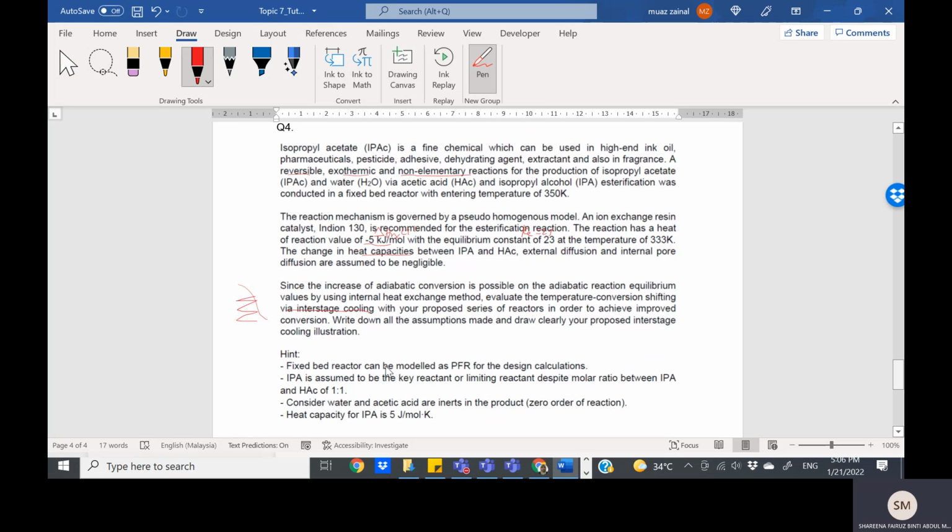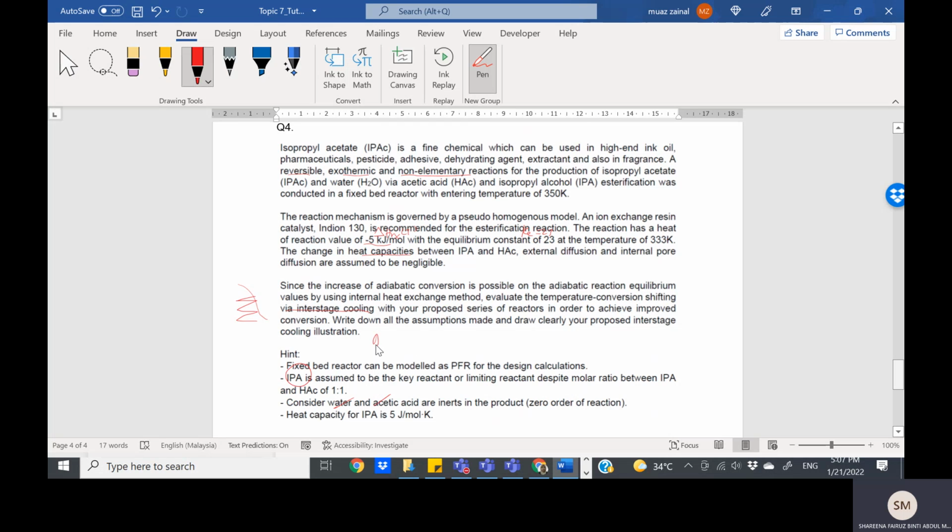Okay, so this is a PFR. Okay, and IPA is assumed to be the key reactant or limiting reactant despite the molar ratio between IPA and HX of 1:1. Okay, consider water and acid are inert in the product, zero order of reaction. Heat capacity for IPA is 5 J per mole per K. So means this one, for the other reactant, this one is considered as zero order. So what you have is only this.